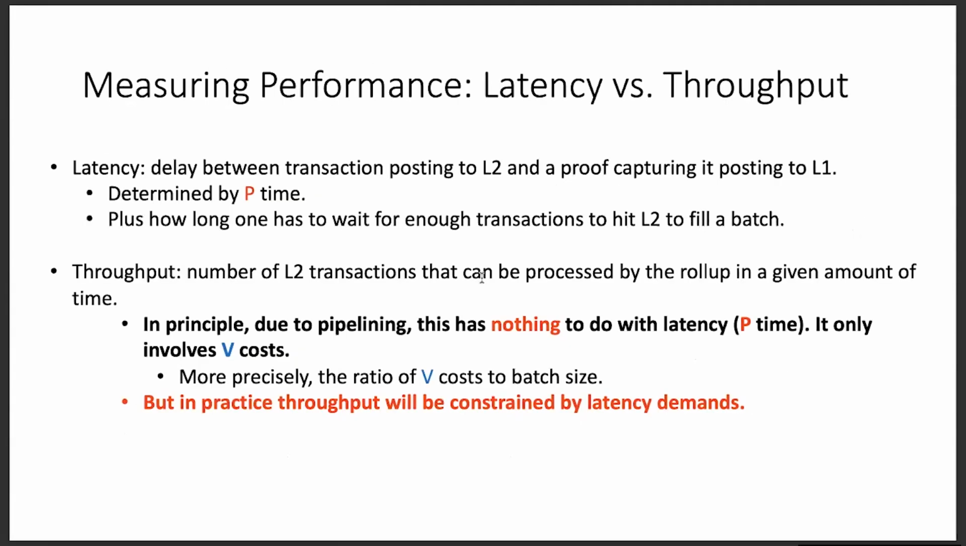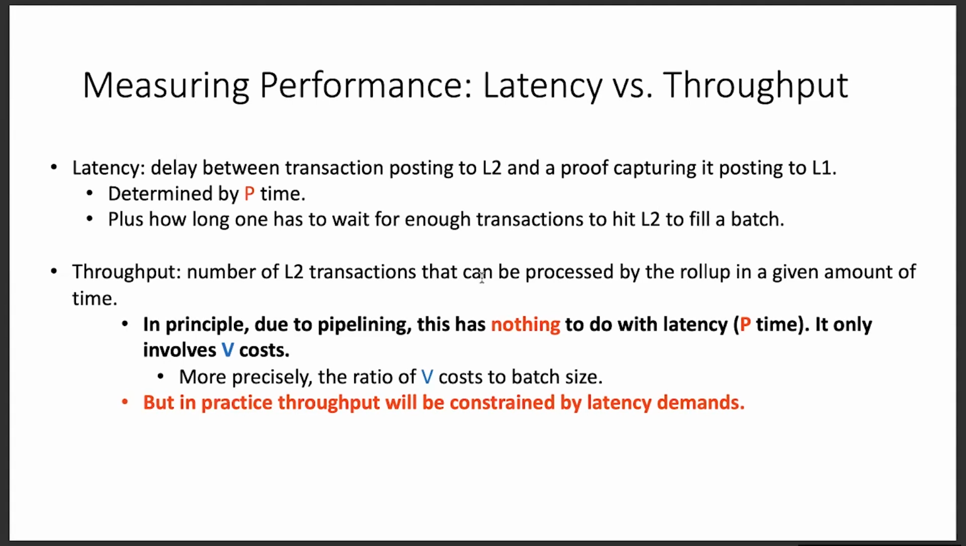And I just want to remind everyone, I had a discussion last time about how you measure the performance of these rollups. And there are two things you might care about, latency and throughput. Latency is determined by two things. This is the delay between when a transaction posts to the rollup service, which we call layer 2, and when a proof capturing that transaction posts to L1, which is when we consider the transaction to be finalized.